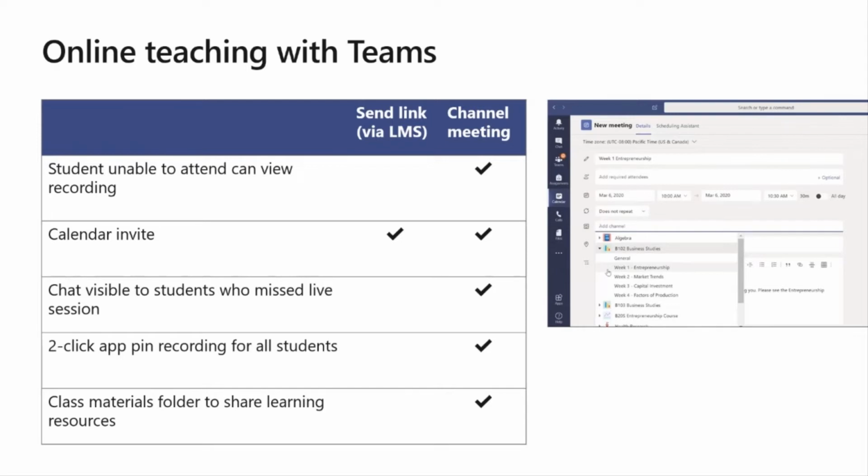One of the big benefits of having a class team created is that it supports online learning. That's where you can host a meeting in the context of that team, and that is called a channel meeting. You'll notice on the right-hand side, I have my B102 Business Studies course, and I can select, for example, to host my online lesson in week 1 entrepreneurship. What this means is it provides many benefits.